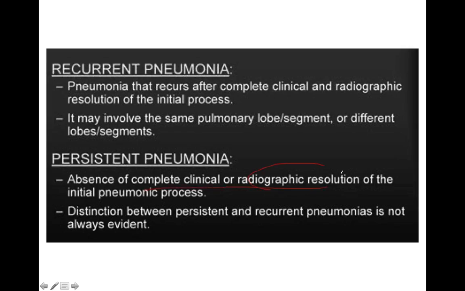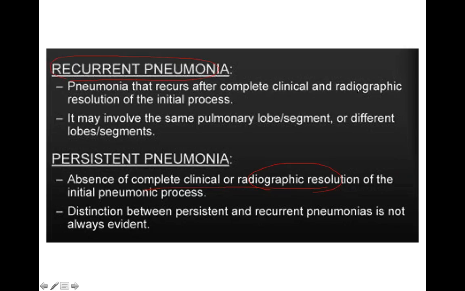Persistent pneumonia. And we have recurrent pneumonia. So the patient is completely okay now. We started the patient on treatment, generally 7 to 10 days of therapy, and the patient is okay now. On X-rays also, we will see resolution of the patches. But again the patient starts having features of pneumonia. So that is recurrent pneumonia.